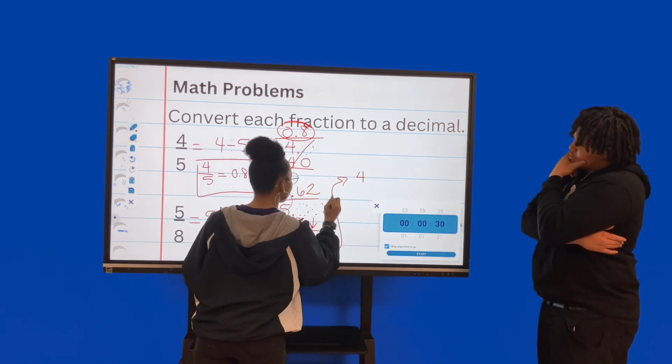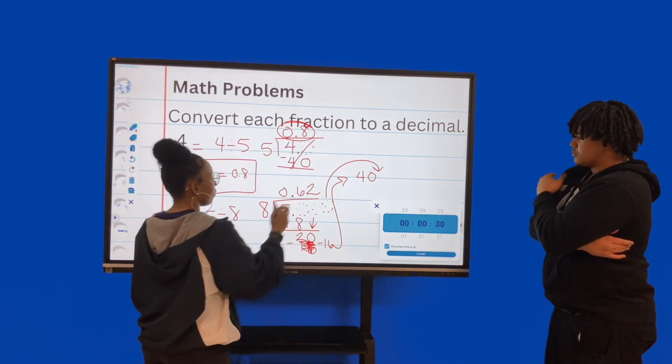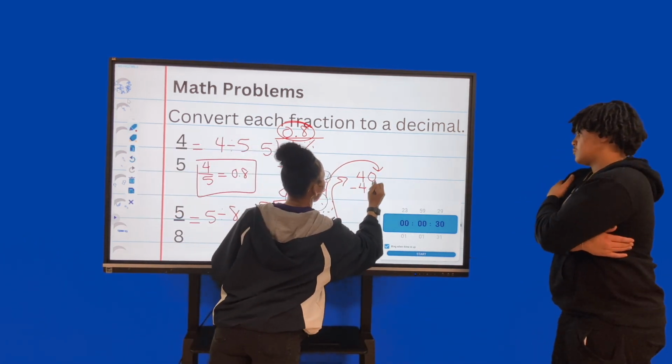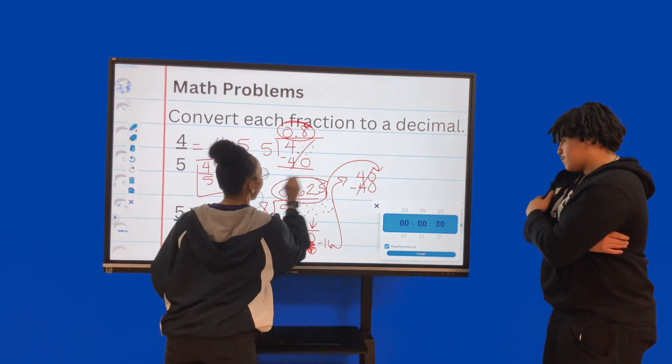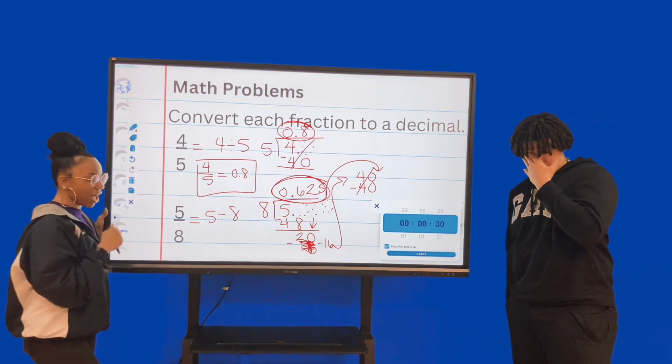I need one more invisible 0. Now I have 40. 8 goes into 40 5 times. 40 minus 40, that's going to cancel out. So now I have 0.625 is going to be my equivalent decimal to 5/8.